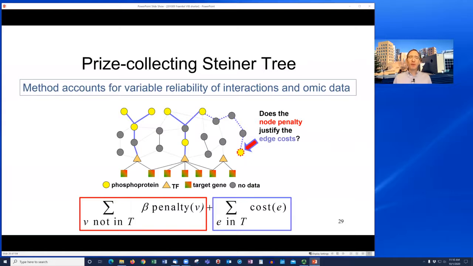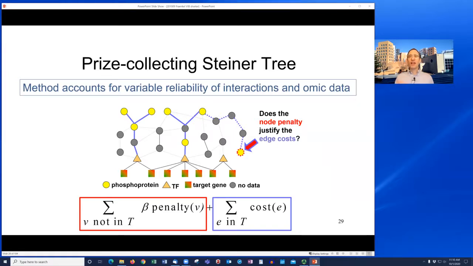So the approach that we came up with is something called a prize collecting Steiner tree or Steiner forest approach. And this comes from algorithms used in the telecommunications industry, actually. The equation that we're trying to optimize is shown on the bottom of the screen. It's a simple equation. The idea is that we assign a prize for every node for which we have direct data. So those are, say, the yellow nodes. And if the algorithm manages to connect that node to the network, it gets to keep the prize.